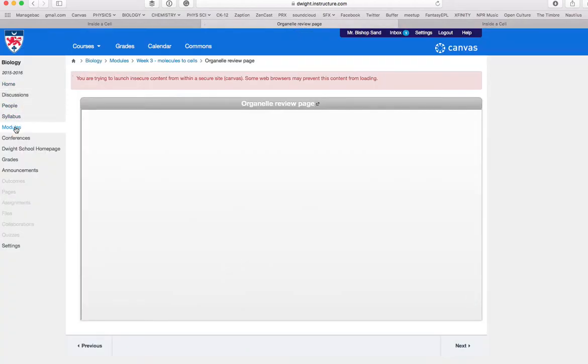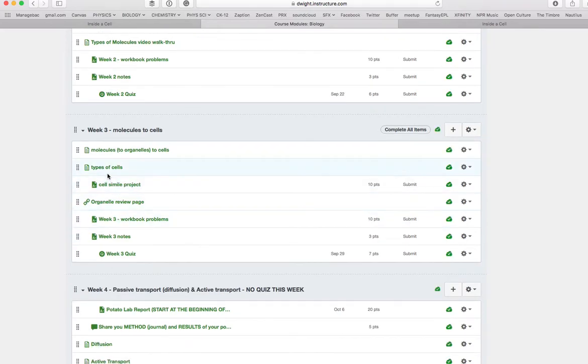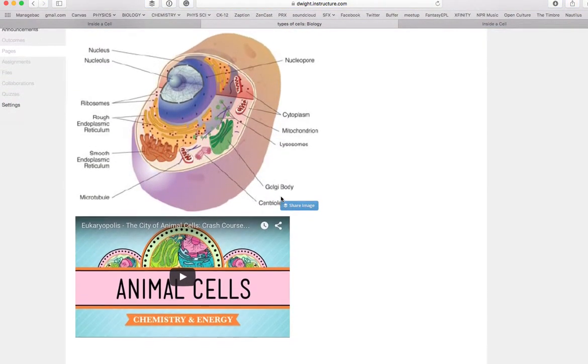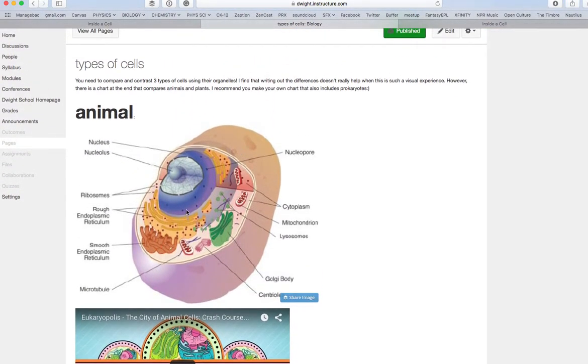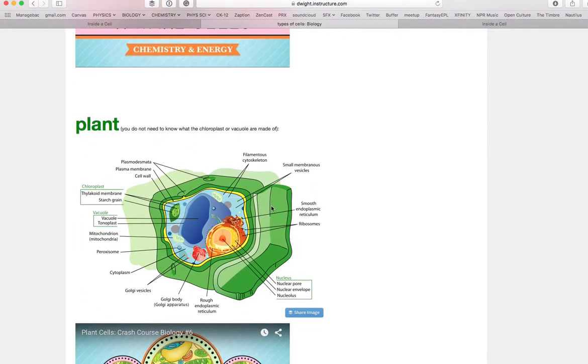Go back to the modules. And I should have you take a look at this. Okay? This tells you what these organelles look like, so you're going to need to know what they look like and what they do, and in which cell they reside. So here, look at all the different organelles that an animal cell has. Look at the plant cell, all the organelles that it has.